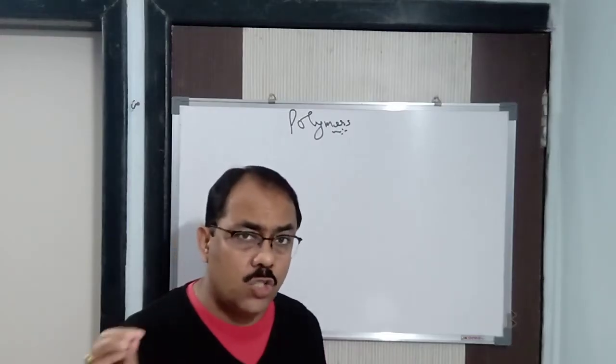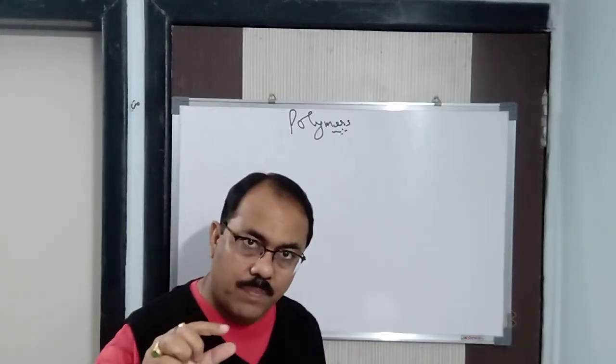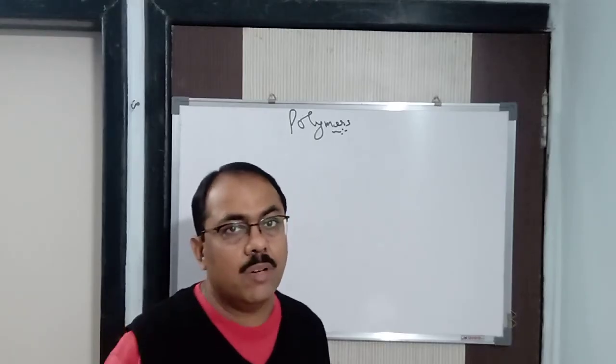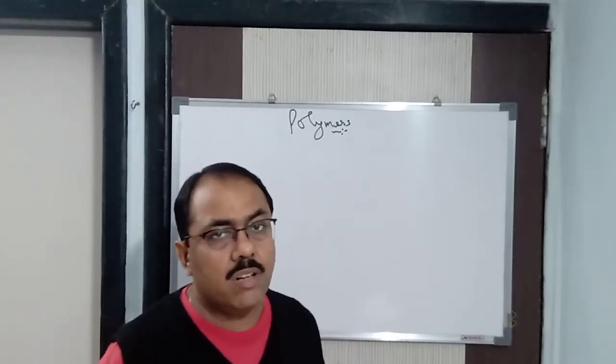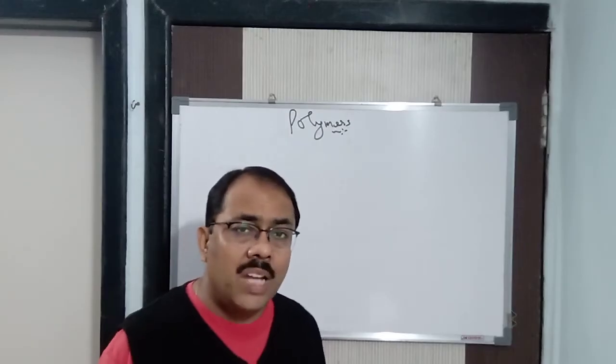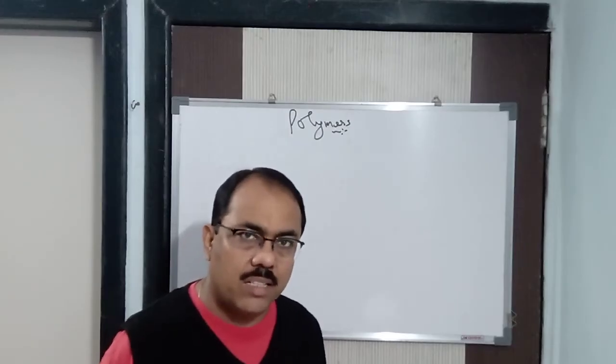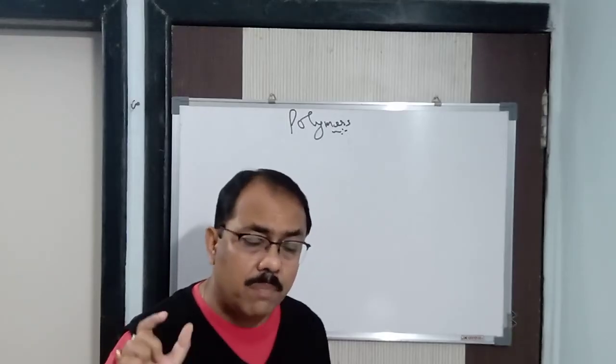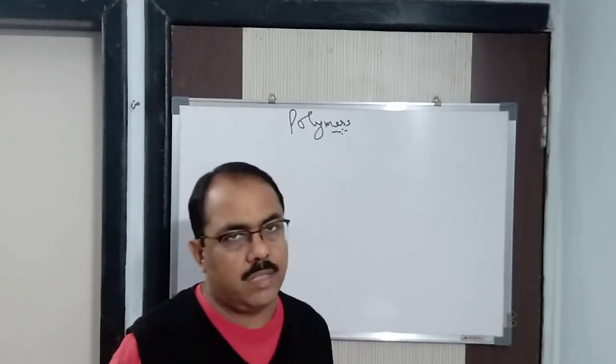For example, CH2=CH2, a double bond is there. For example, if I say CH3-CH3, it is not a monomer because we don't have any reactive site in it. But CH2=CH2 has a reactive site. We have got a bonding site here, the double bond being present.